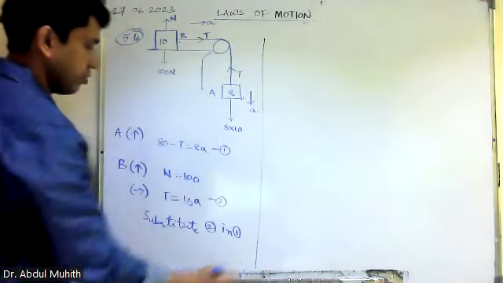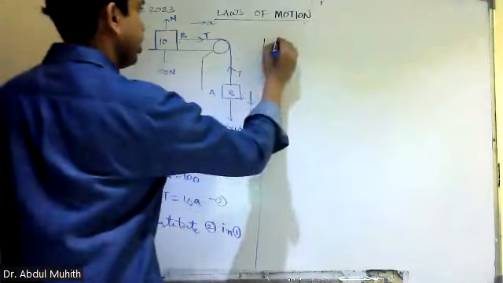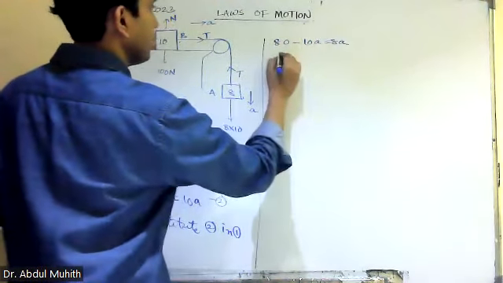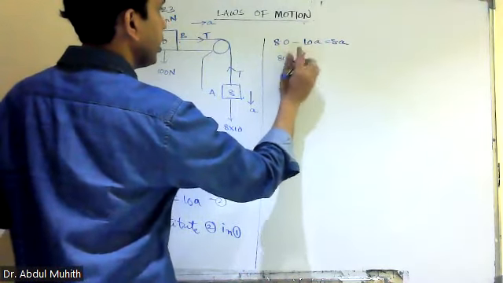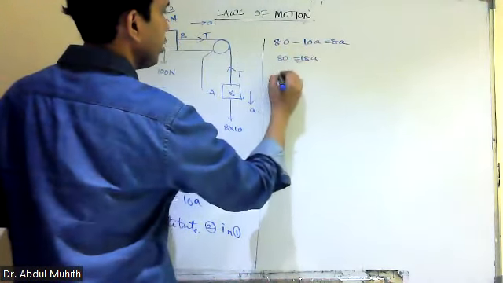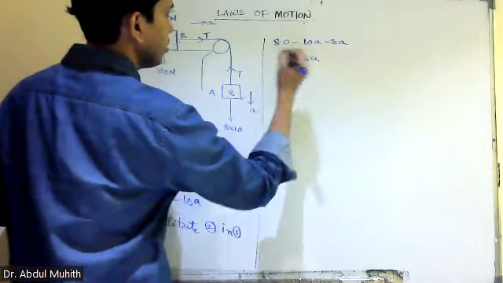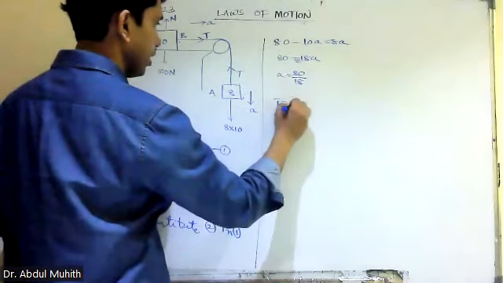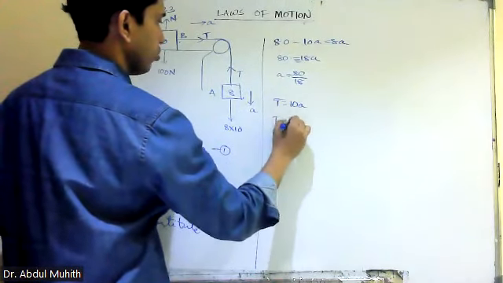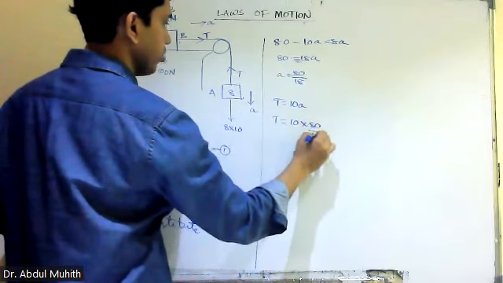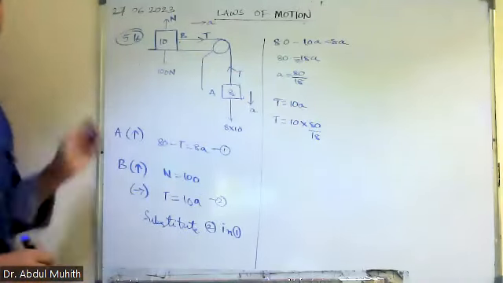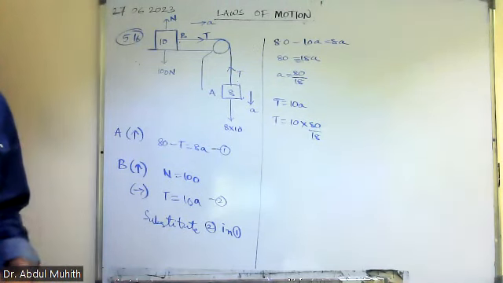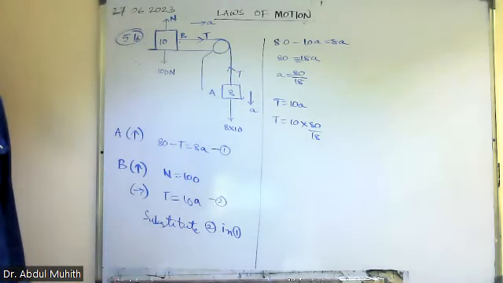What do we get now? 80 minus 10a equal to 8a. So 80 equal to 18a. a equal to 80 by 18. So that is the acceleration. Now substitute in T is equal to 10a: T is equal to 10 into 80 by 18. We'll get the answer for tension. Is it clear? This comes with friction also, but I will do that numerical also for you.